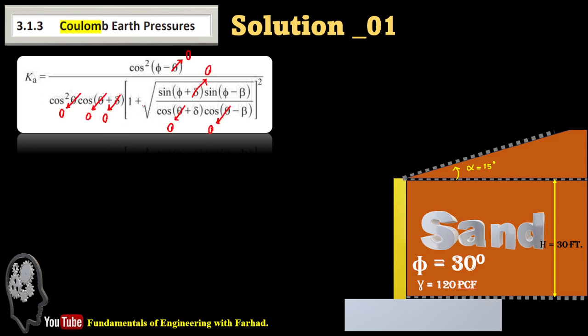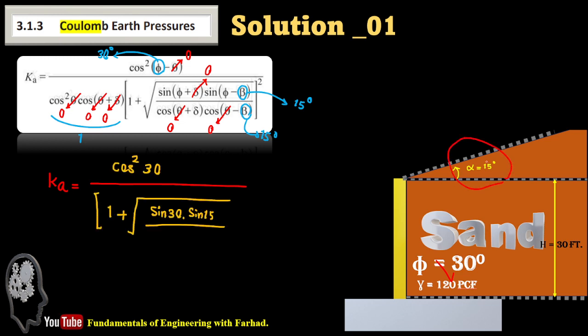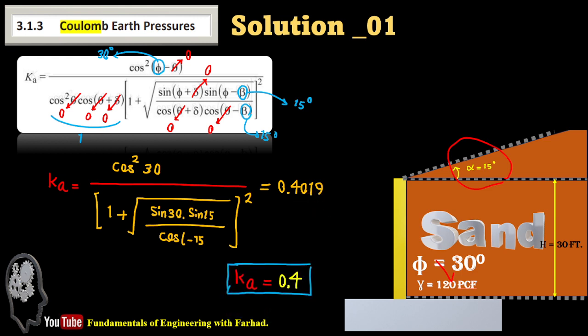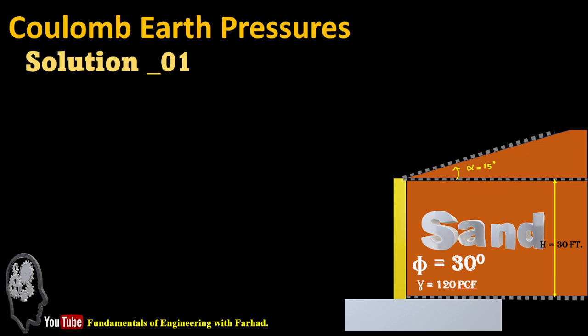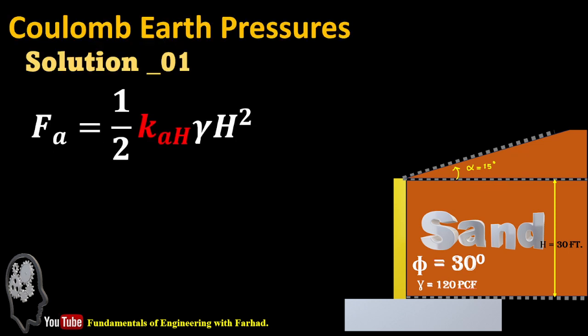If you replace the zeros, then phi is equal to 30 degrees and beta is equal to 15 degrees. If you replace that in the Ka formula, it gives you the active pressure coefficient Ka of 0.4019, so that's almost 0.4. And we need to consider the horizontal component of that.